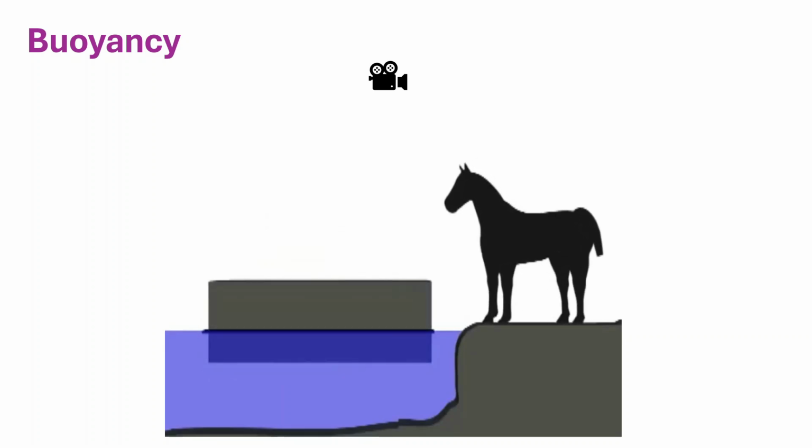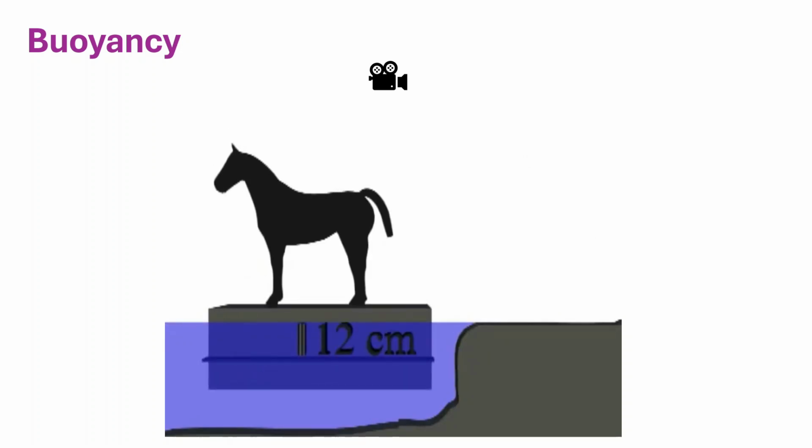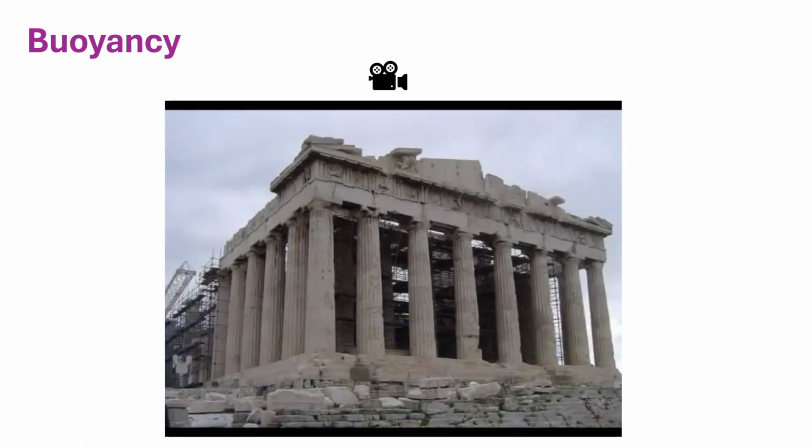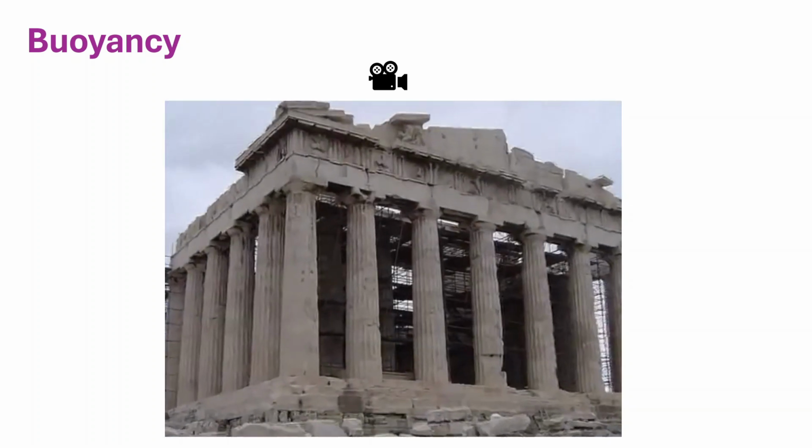A horse jumps into the barge, and the barge sinks 12 centimeters. How much does the horse weigh? Solving this problem makes use of knowledge created by the Greeks over 2,000 years ago.